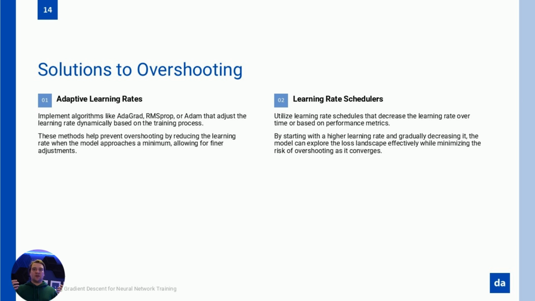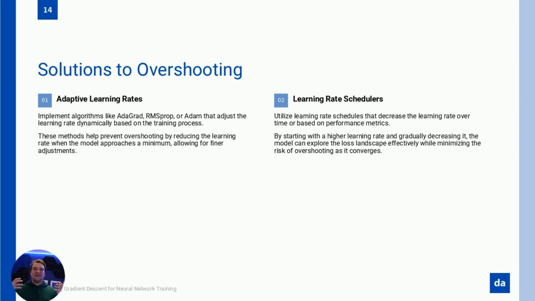Now, here's where things get exciting. You don't have to choose just one of these solutions. In fact, combining adaptive learning rates with a scheduler can give you the best of both worlds. Imagine using Adam for its dynamic adjustments while layering in exponential decay to refine the learning rate over time. It's a one-two punch that keeps training fast and precise.